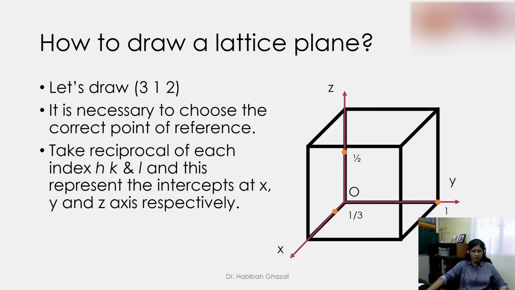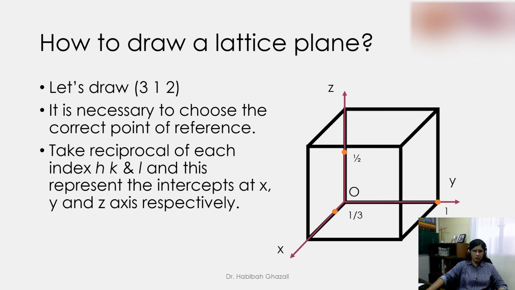So I can see if I take the reciprocal of the 3 for the H index, it will be 1/3. So 1/3 is where that plane is going to intercept the X axis. And the reciprocal of 1 for K is 1. So that is where it's going to intercept the Y axis.